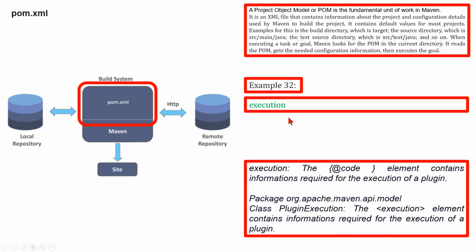Execution. The execution element contains information required for execution of a plugin. Related to API, the class PluginExecution in the package org.apache.maven.api.model. The execution element contains information required for execution of a plugin.